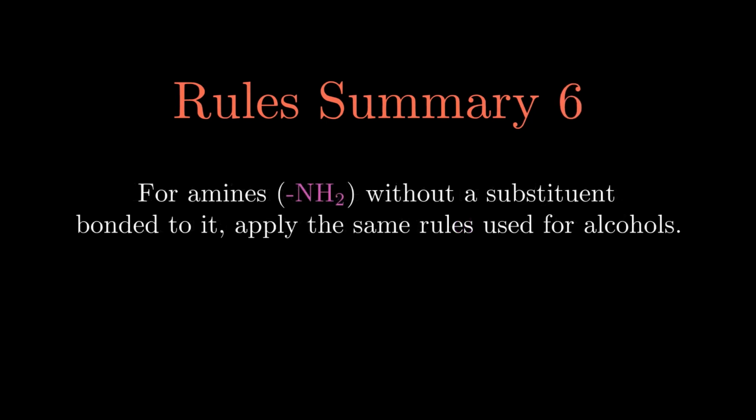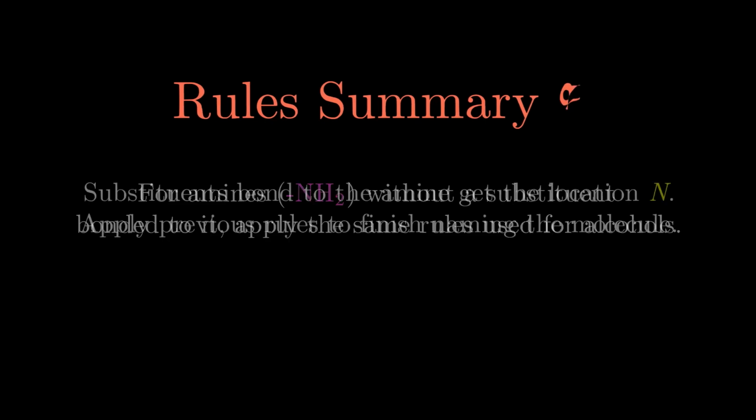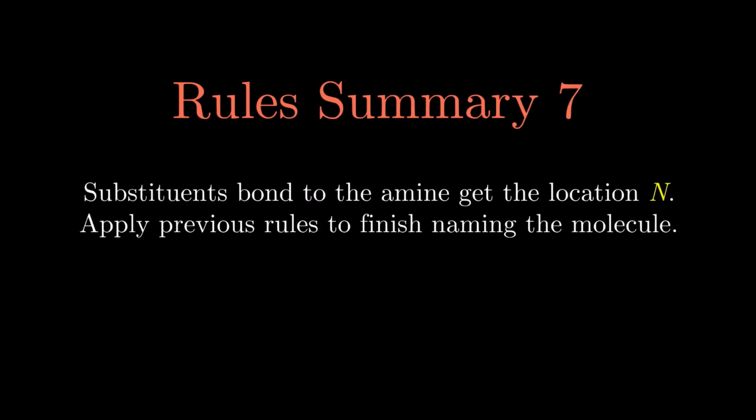For amines without a substituent bonded to it, all the rules we just saw for alcohols apply. And finally, when a substituent is bonded to the nitrogen, it gets the location N and apply all the other rules to finish naming the molecule.